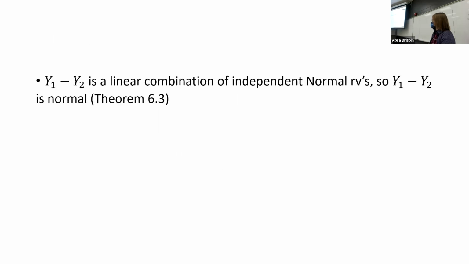All right. So now, Y1 minus Y2 is a linear combination of independent normal random variables. So it's also normal. So that's a consequence of theorem 6.3.